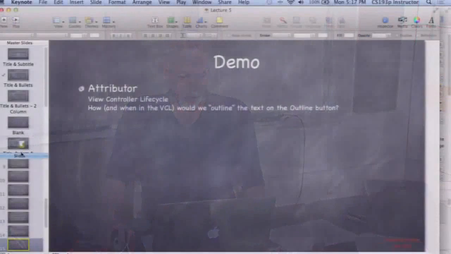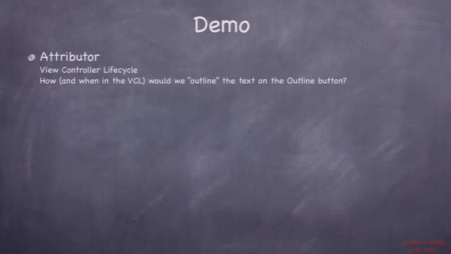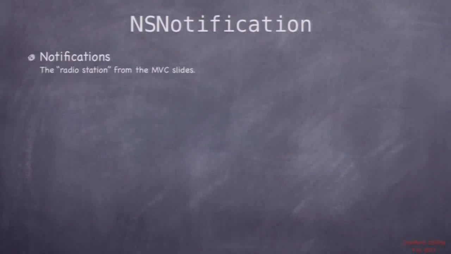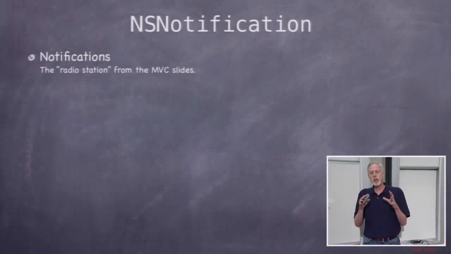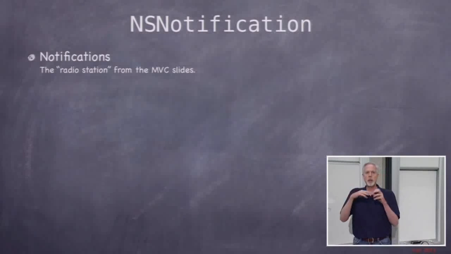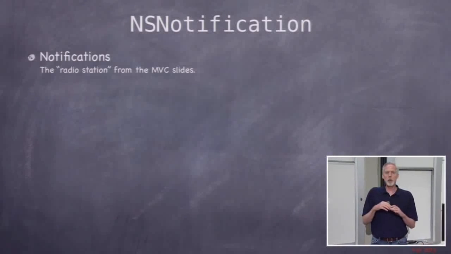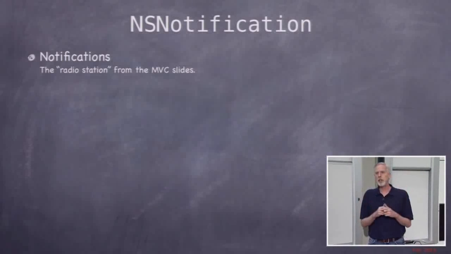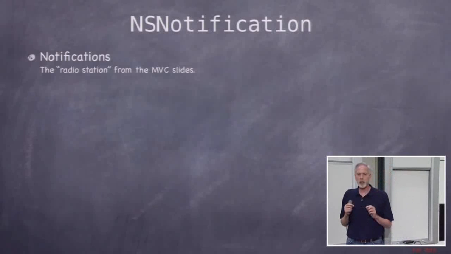I'm going to show you another view controller lifecycle thing. But first, let's do a couple of slides. I want to show you one other thing, which I promised I would show, which is this radio station thing. So the way of communicating between objects in a blind, structured way, which we refer to as this radio station thing from the MVC, is called notifications in iOS 7.